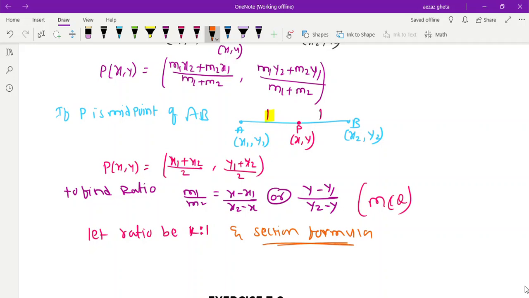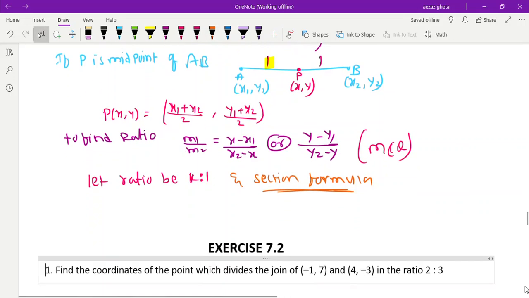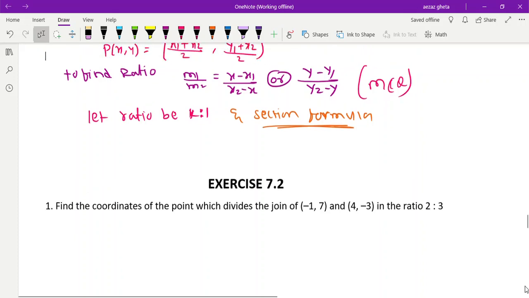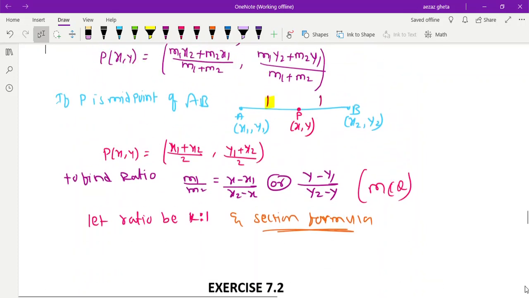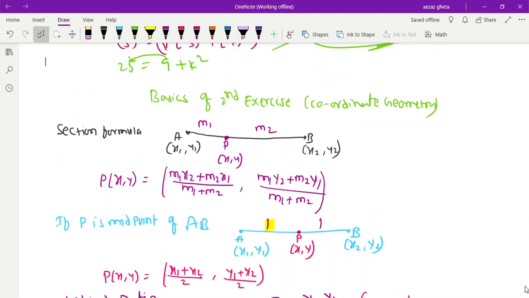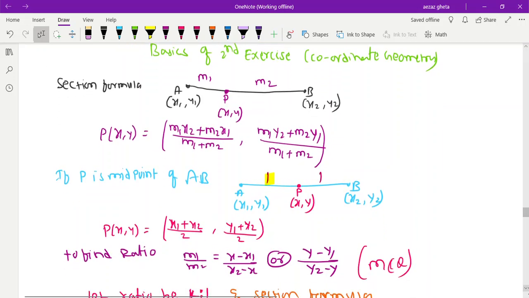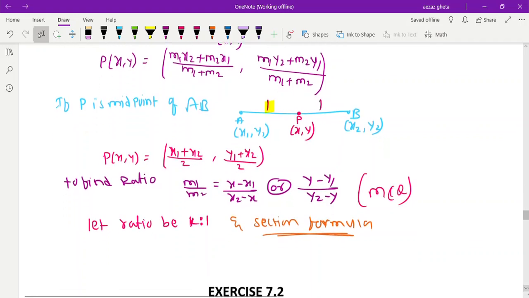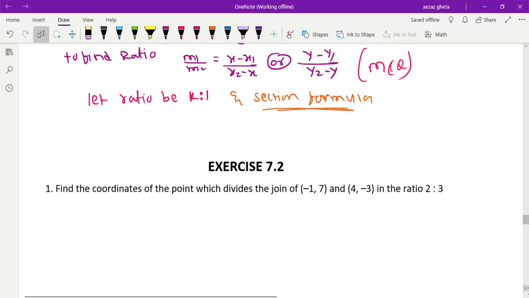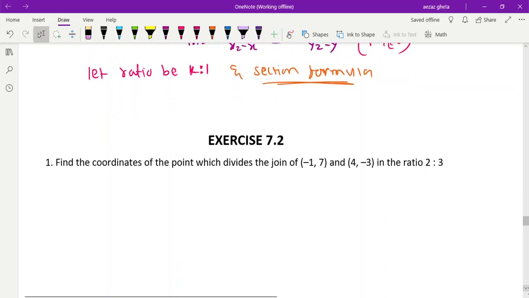These are the 2-3 formulas which you should know. Let us see the second exercise. First memorize the formula, because without memorizing the formula you can't learn anything. Memorize the section formula and all perfectly: m1 x2 plus m2 x1 divided by m1 plus m2, m1 y2 plus m2 y1 divided by m1 plus m2, and x1 plus x2 by 2, y1 plus y2 by 2. So you can memorize the formula.